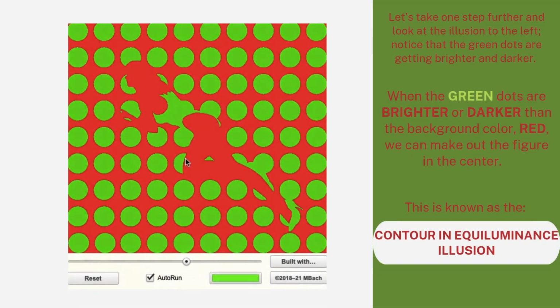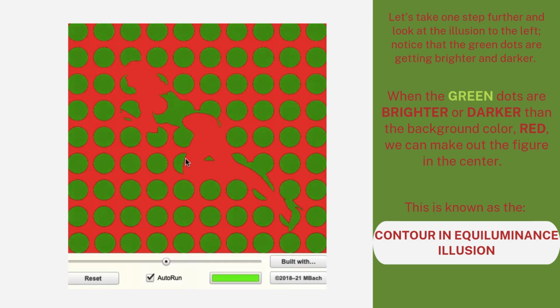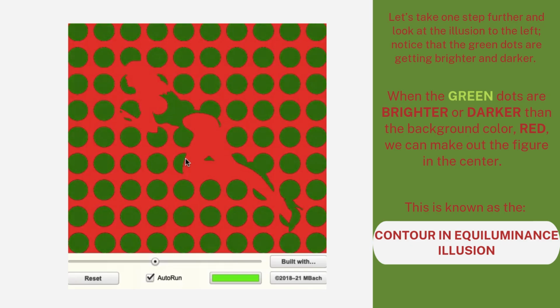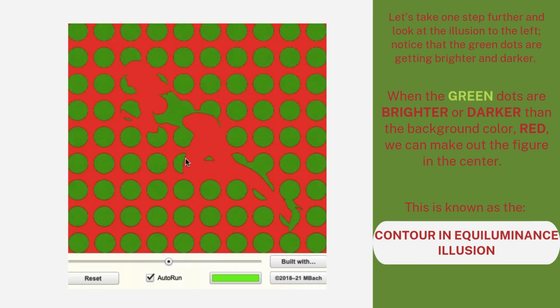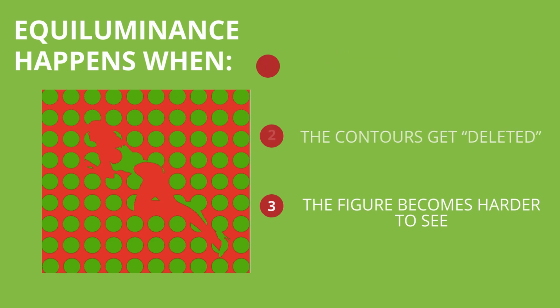And let's take it one step further and look at this illusion to the left. Notice that the green dots are getting brighter and darker. When the green dots are brighter or darker than the background red, we can make out that figure in the center. This illusion is known as the contour and equiluminance illusion. And this equiluminance happens when the red and green dots share the same brightness. So it happens in the middle of that continuum. Therefore, the contours get deleted because there is no more depth perception, and the only difference is the color. And that makes the figure harder to see.